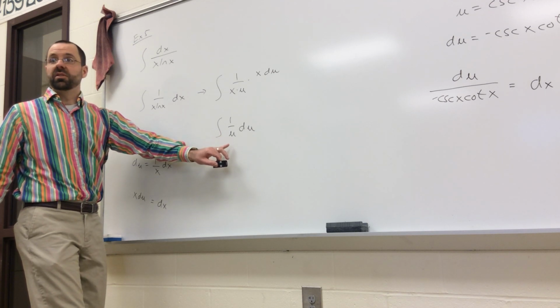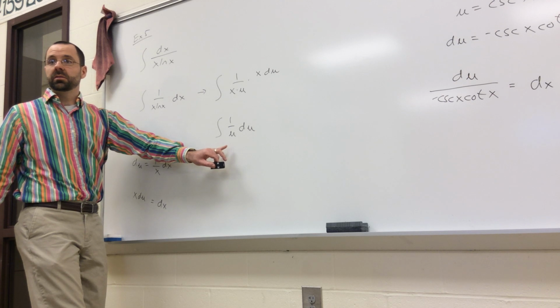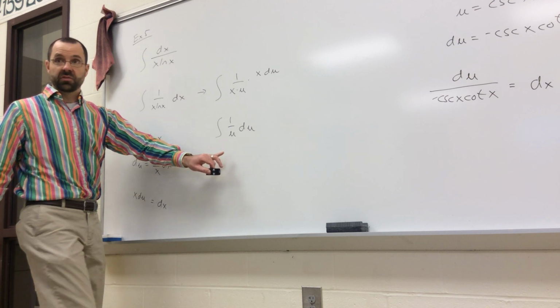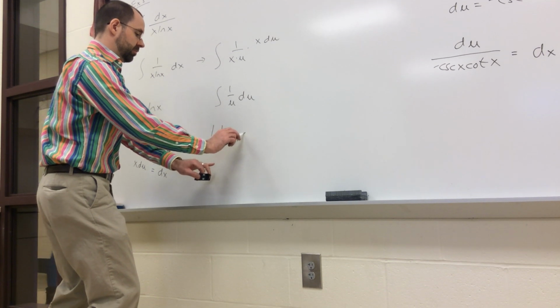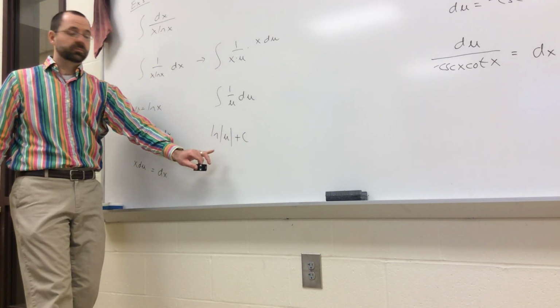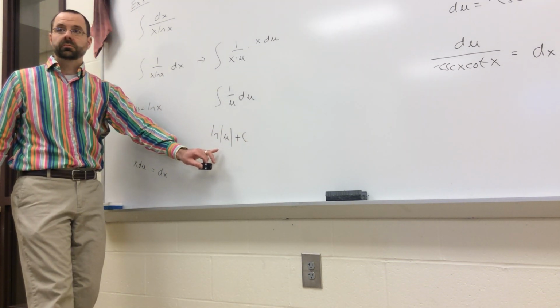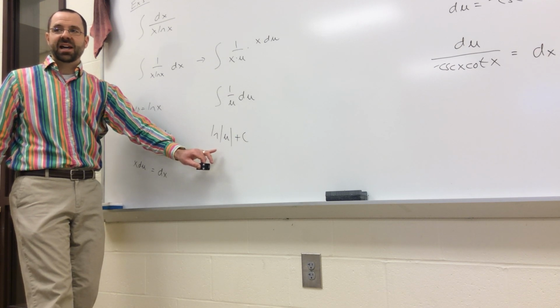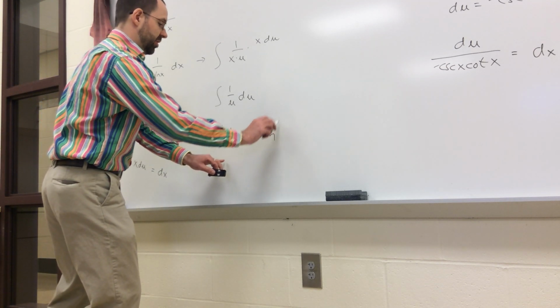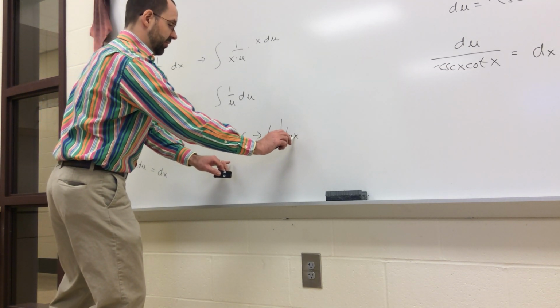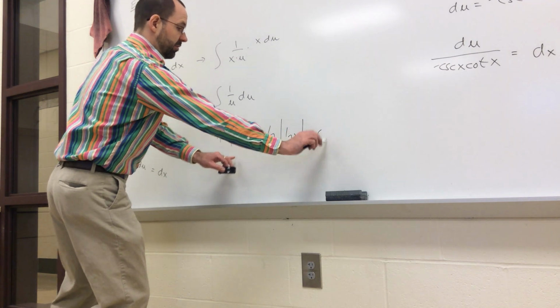So what's the antiderivative of 1 over u? Natural log of the absolute value of u. So then when you translate back, it looks really weird. Natural log of the absolute value of the natural log of x plus c.